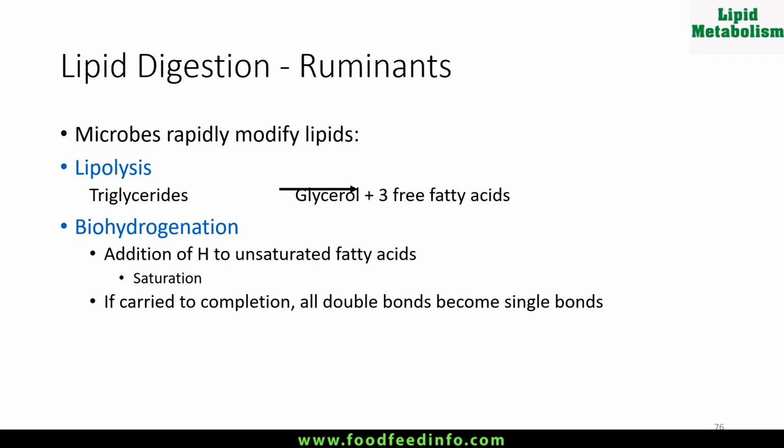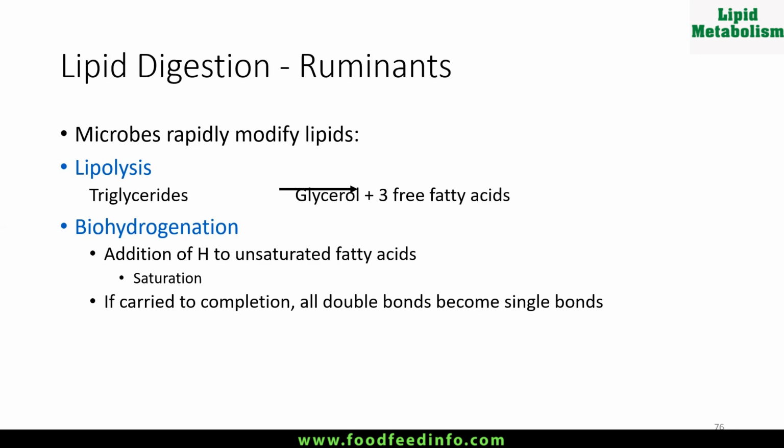When we talk about ruminant animals, the microbes rapidly modify the lipid. The rest of the digestion is almost similar, but at the rumen level, there is a difference. There is lipolysis, where triglyceride is converted into glycerol and 3 fatty acids, and there is biohydrogenation, the addition of hydrogen to unsaturated fatty acids, and that causes saturation of the fatty acids. If carried to completion, all double bonds become single bonds.